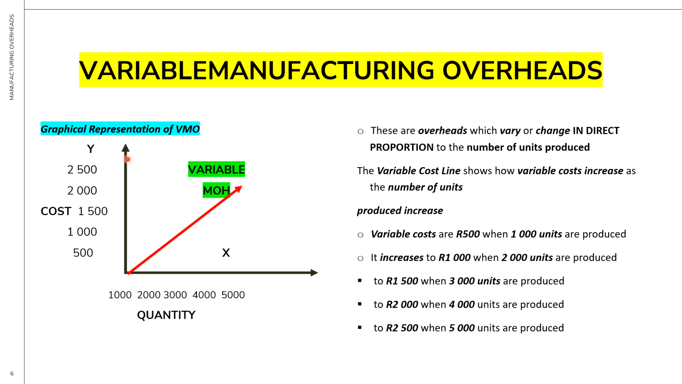graphically. This is a graphical representation of your variable manufacturing overheads. It starts here from 0, meaning if you don't produce, you produce 0. That means there's no variable cost that you are going to incur. So if you produce 1 unit, that means you have to pay also some kind of a variable cost, right? So this is how you show it graphically, right? Okay, let's go to the next slide.